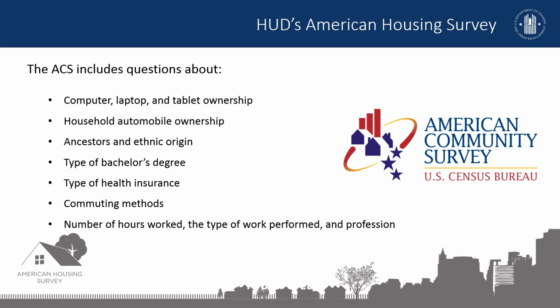The ACS contains a question about the type of health insurance, as well as questions about VA service-connected disability status and rating. The ACS includes a question about commuting methods and the journey to work. The survey also asks questions about the number of hours worked and the type of work performed, along with questions about profession.